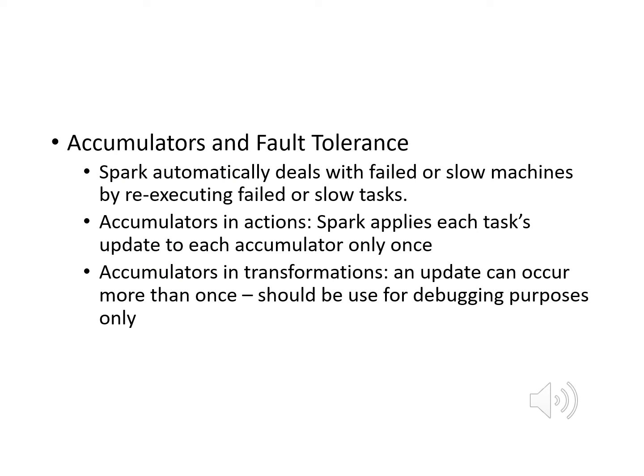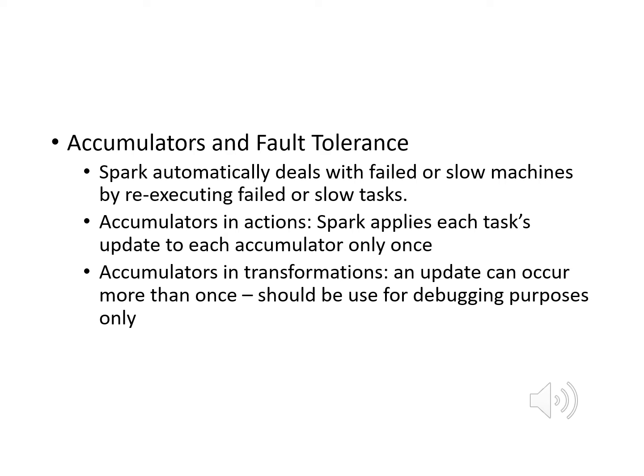Spark has a fault tolerance mechanism. It will automatically deal with the failed or slow machines by re-executing the failed or slow tasks. Then how does this interact with accumulators? For accumulators used in actions, Spark applies each task's update to each accumulator only once, and it's a reliable absolute value counter.